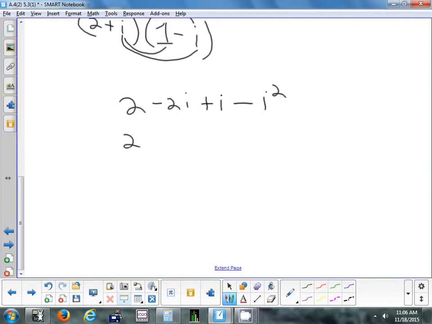All right. Next thing I've got is negative 2i plus i. So negative i. Yep, you can think of it as 1i if you want when you combine it. So negative i. Now this last part. We have the minus, but what's i squared? Negative 1. And what happens if we minus 1? It turns into a positive. It turns into a plus 1.